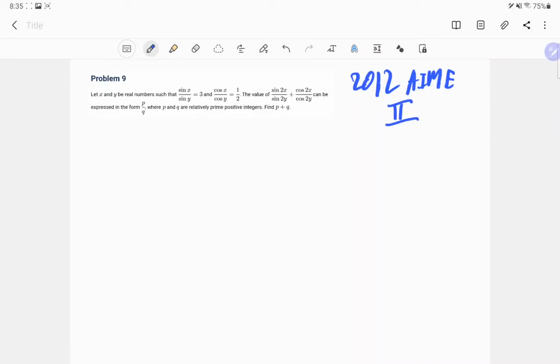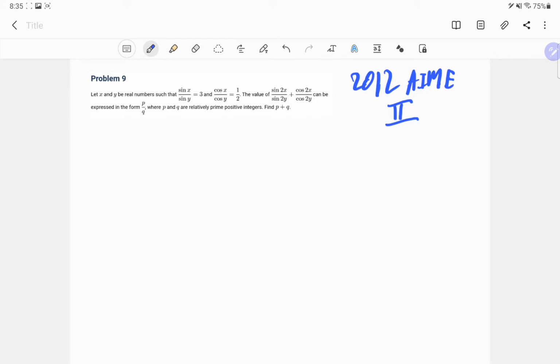So this is a 2012 AIME 2, problem number 9. Let x and y be real numbers such that sine of x divided by sine of y is equal to 3, and cosine of x divided by cosine of y is equal to 1/2. The value of sine 2x divided by sine 2y plus cosine 2x divided by cosine 2y can be expressed in the form p divided by q, where p and q are relatively prime positive integers.